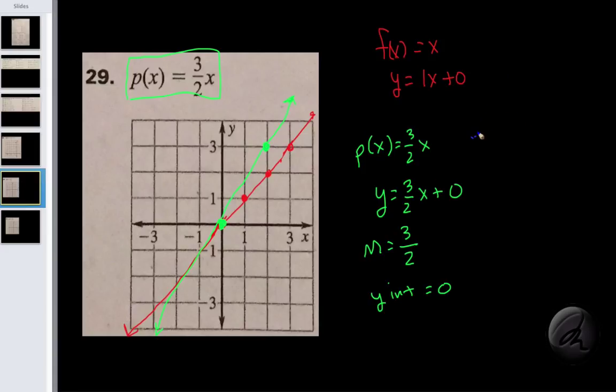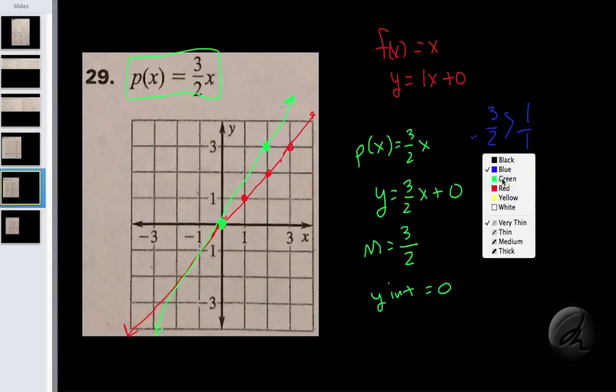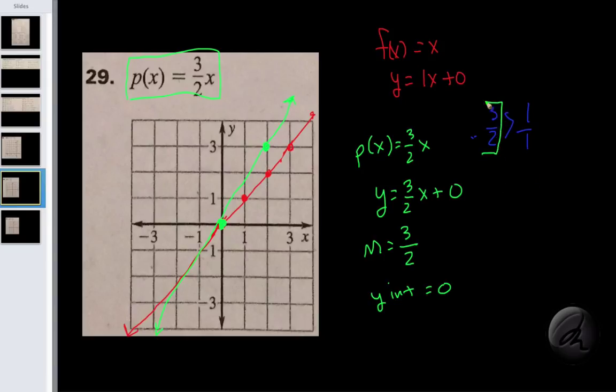So if I look at my green line slope, my green line slope is 3 over 2. And you compare that to the slope of my red line, which is basically 1 over 1. The slope of my green line is greater. It's steeper. And you can visually see how my green slope is steeper and larger than my red slope.